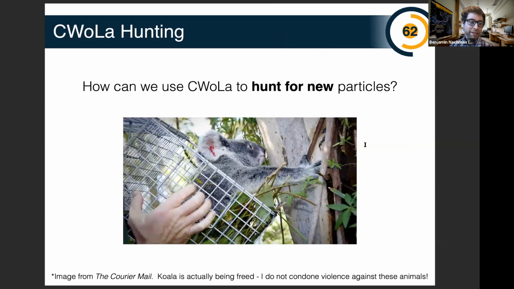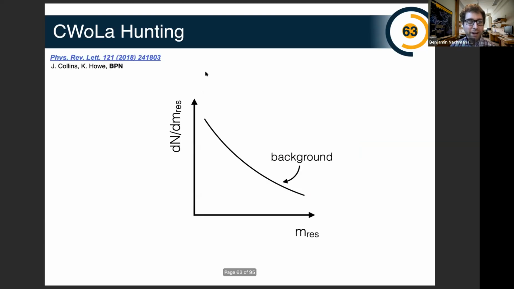So now I want to just briefly show you, in the last minutes that I have, how we can use this classification without labels, or CWoLa paradigm, for looking for new particles. And to be clear, this is the koala like the koala bear, and this one here is being freed, not captured. So it's koalas that are hunting and not hunting for koalas. Okay, all right, so let me show you how we can use this approach.